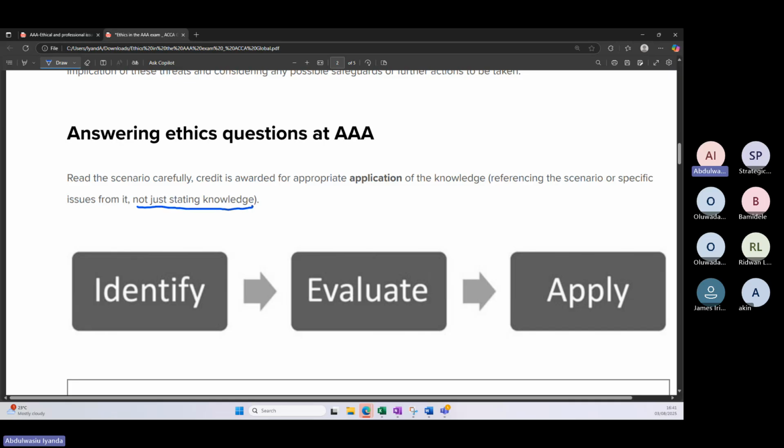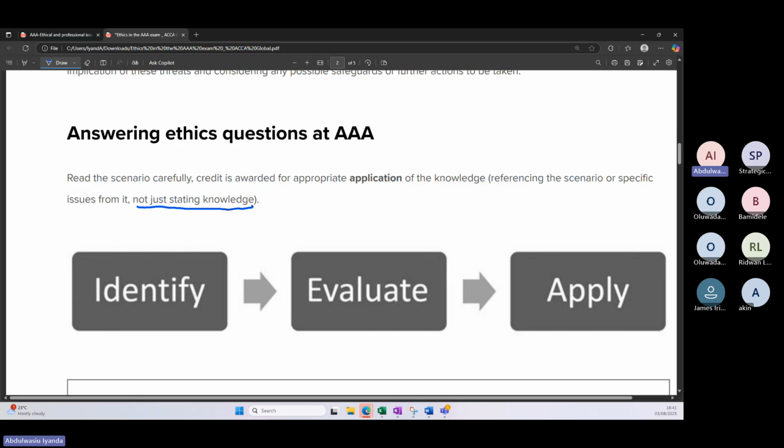Oh, this is self-review, this is self-interest, this is advocacy. No. Just stating the knowledge, marks will not be awarded for it. The marks will be awarded not just for the knowledge, but for the application of the knowledge. So how do you need to structure it now?